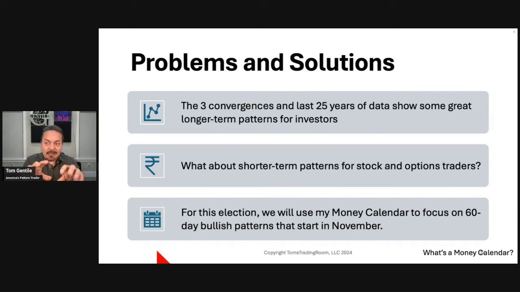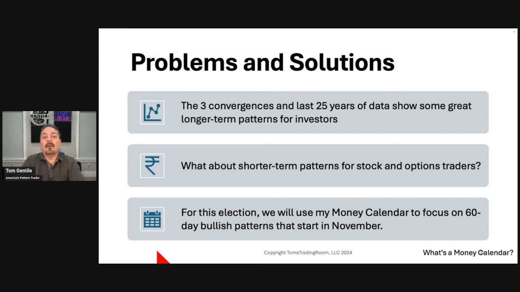and we add in the 3 convergences that are happening right now. That's what I want to do. And the thing is that when you look at that 25 years of data, you're looking at stocks that performed in months and years. All right. When you look at the convergences, once again, we're talking about 6-month to 2-year patterns. So while this is all great, I have to say it again.